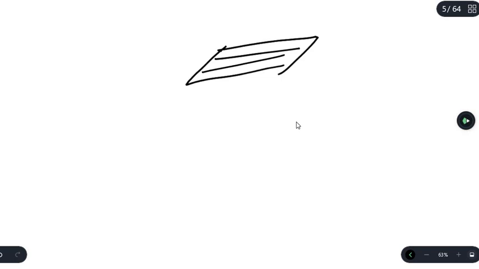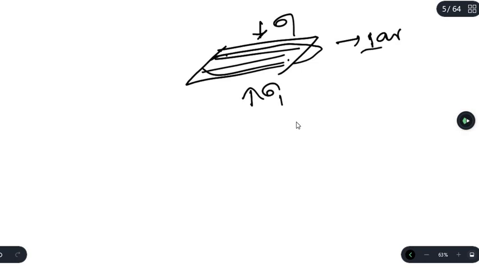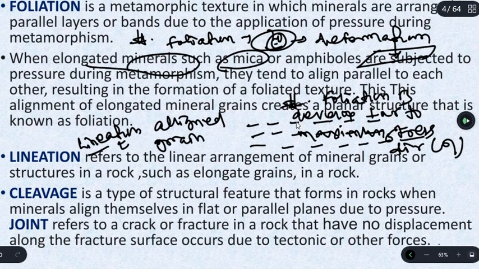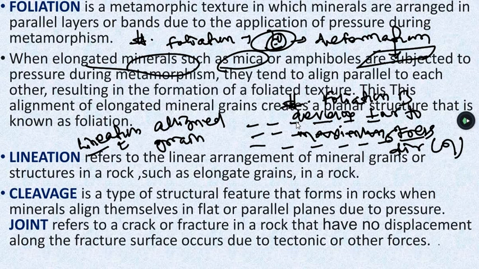Yes, you can say, but that is not the right approach of saying this. Okay. Suppose this is the sigma 1. Okay, the foliation is developed like this, right? Perpendicular to the maximum stress. है कि नहीं बताओ? Just tell me. Yes or no? Are you getting my point, or is there any doubt? Just tell me.